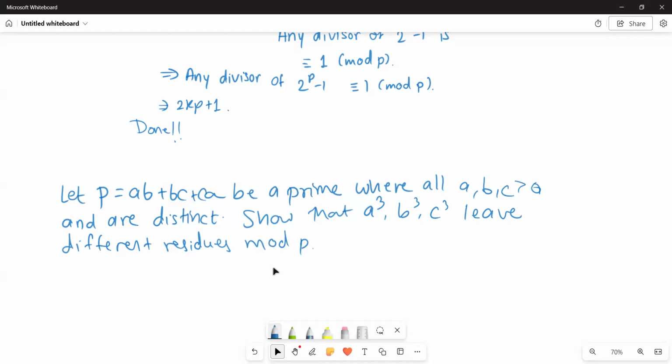So yeah, here's the question. Let P be a prime of this form, where A, B, C are all distinct and positive. Show that A cube, B cube, C cube all leave distinct residues mod P. If you have any ideas, you can tell.